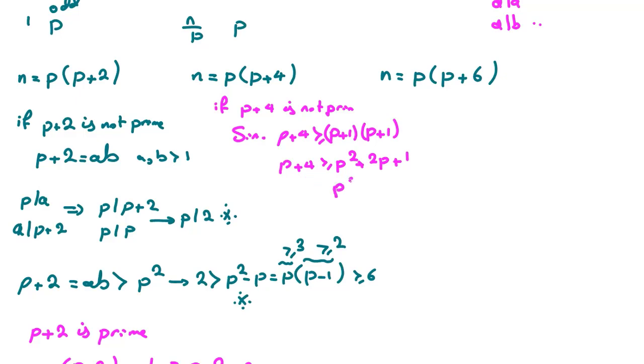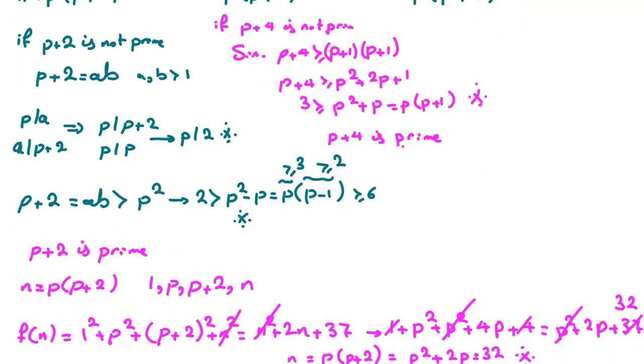But in this way, you say, okay, p squared plus p is less than or equal to 3. It is p times p plus 1. P is at least 3, so it's at least 3 times 4, which is 12. Contradiction, so we can conclude p plus 4 is prime. And then you say, okay, let me write with another color.